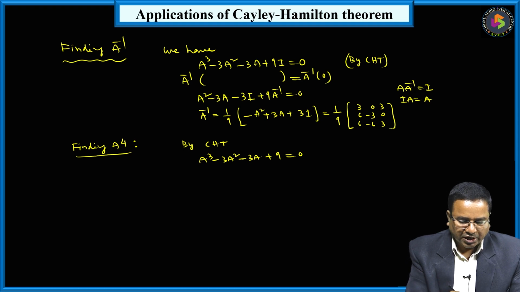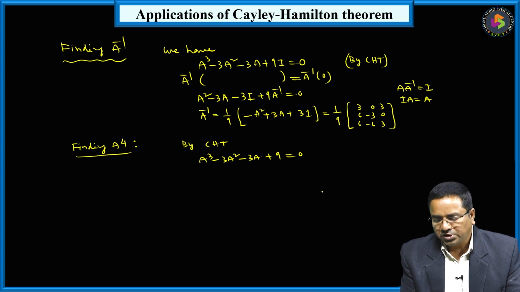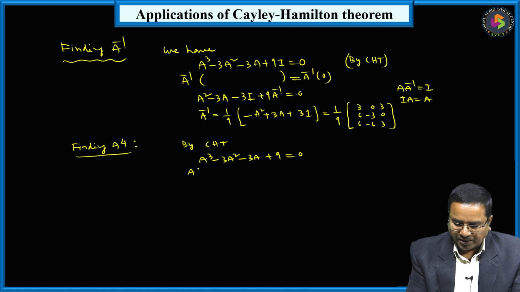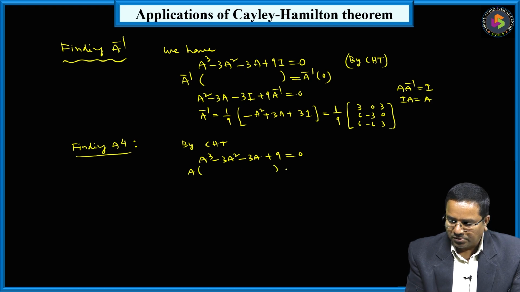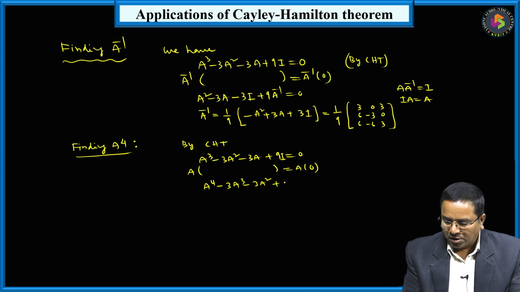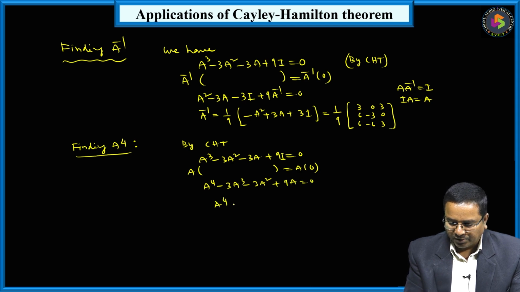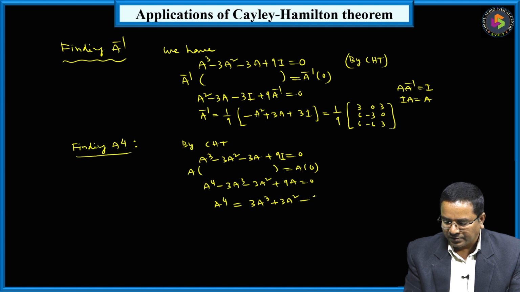So in order to get the A power 4, just pre-multiply both sides by A. So A times this one. The A times A cube is A power 4 minus 3A cube minus 3A square plus 9A is equal to 0. From this, A power 4 is equal to 3A cube plus 3A square minus 9A.